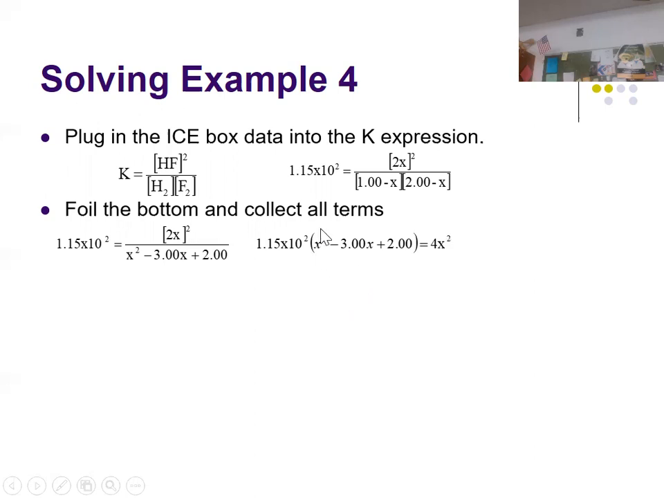Now I need to distribute. So I did 2 steps there. I multiplied each side by the bottom, and now I need to distribute. When I distributed, I went ahead and moved that 4x squared over. I didn't show that step, but this really would have been 115x squared minus 345x plus 230 equals 4x squared. And then I subtract 4x squared from each side.